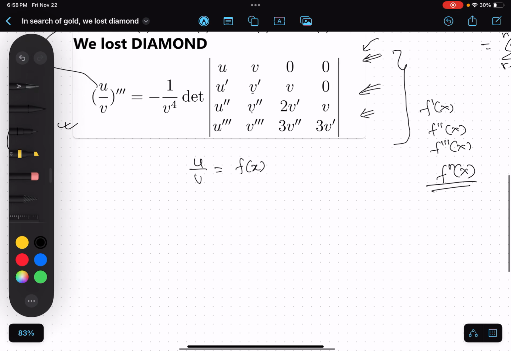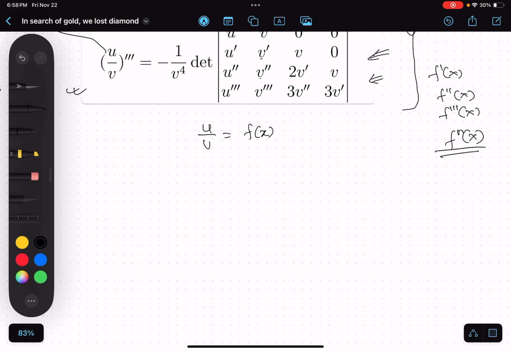So what I will now do is write u equals v times f of x. Linear algebra will become really handy in this video, in this proof. Also note that both of these v and u are also functions of x.